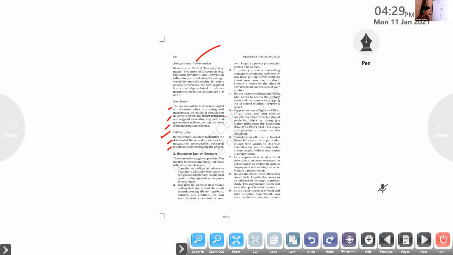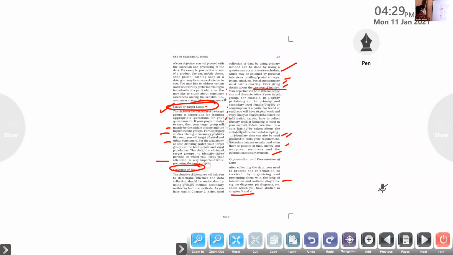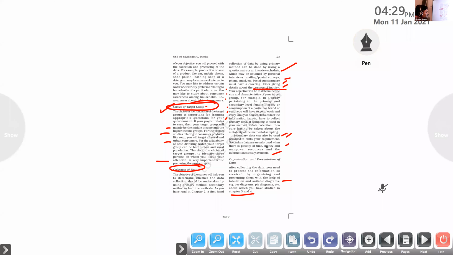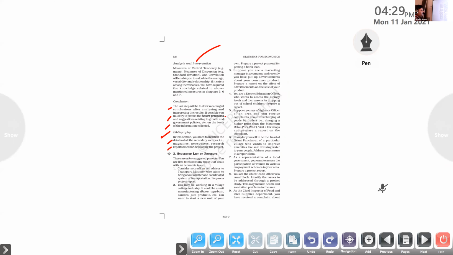So what are the steps to write the project? First of all, identify a problem or area of study. Next, choose the target group. Next, collection of data, where you collect the data by using different methods. Later, organization and presentation of the data. Next is analysis and interpretation of the data you collected. The last one is conclusion. Finally, we write the bibliography, where you collect the report from, and write the information about those secondary information sources. Next, suggested list of projects.